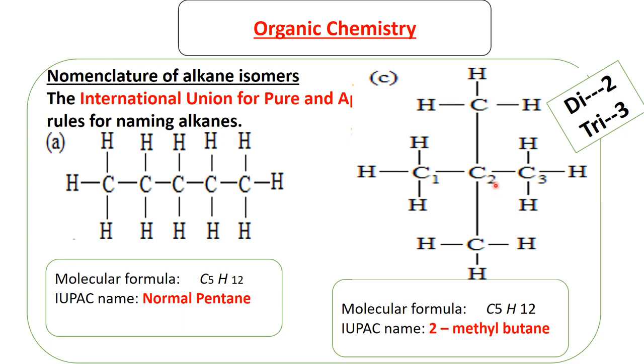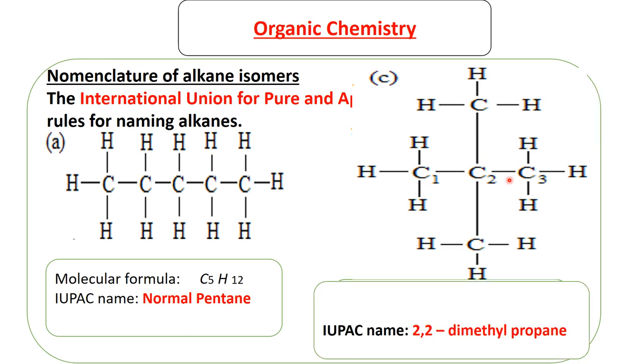The 2 numbers are separated by commas, and between the numbers and the methyl we put a hyphen. So it's going to be 2,2-dimethylpropane. That's the name. And again, the molecular formula is just the same, no difference.